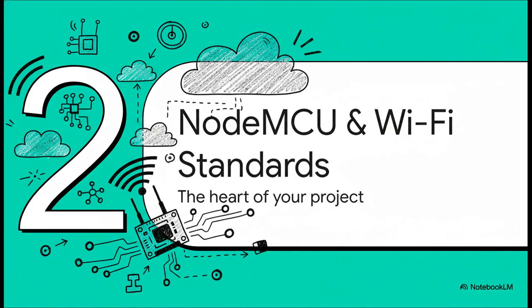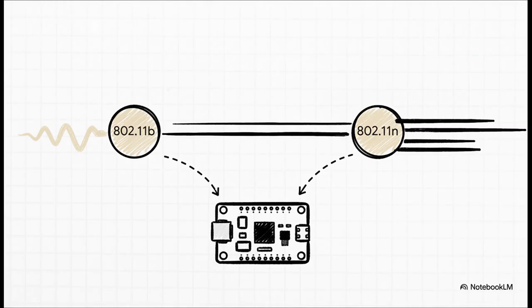All right, now that we've got the lay of the land, let's meet the star of the show, the NodeMCU. This little board is a huge favorite for makers and creators, and for one big reason, its superpower is built-in Wi-Fi. You've probably seen 802.11 BGN on the side of a router box and just kind of glossed over it, right? Well, it's not some secret code.